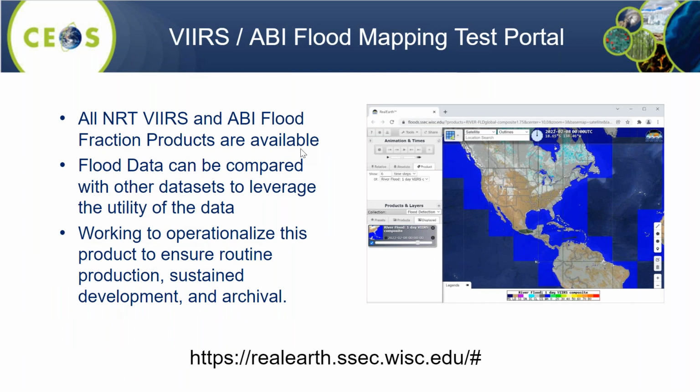So I'm providing a link. It was already mentioned earlier about Real Earth. You can get all the VIIRS and ABI flood mapping through this test portal, through the Real Earth environment. It's going out to the National Water Center already for evaluation and utility. And we're working to operationalize the product so we can ensure its routine production, sustained development, and archival of all these products. Next slide.